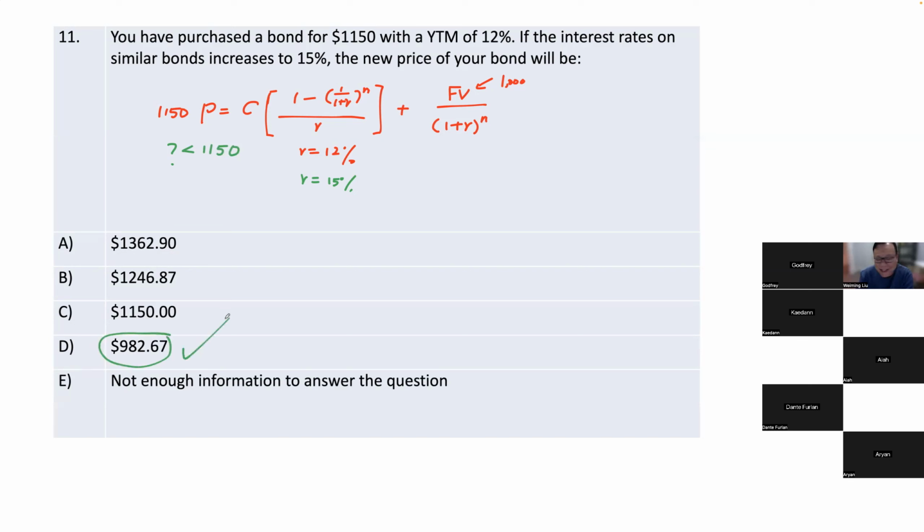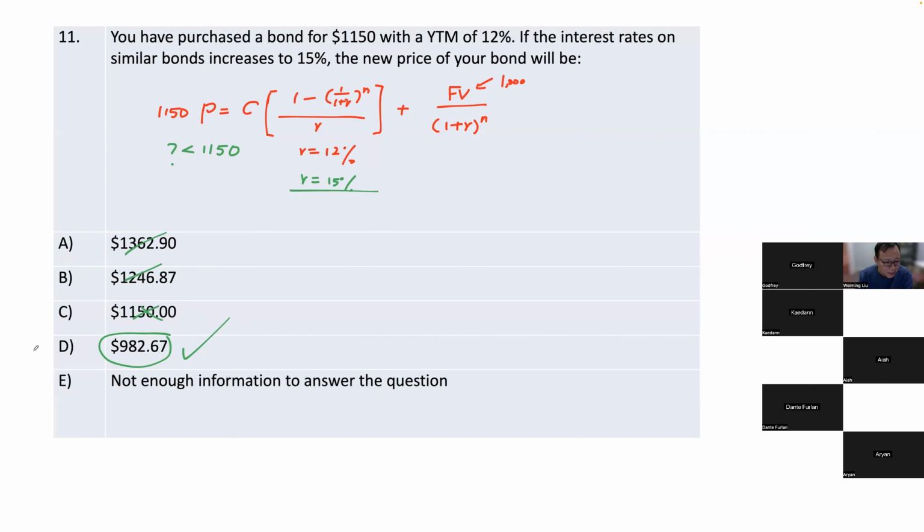Maybe it has to be this option, right? Because this is the only possible one. It cannot be the same. It cannot be higher than it, right? Because R is 15%. 15% is higher than 12%. Right away, you know the price is less than this. So just by exclusion, you should get rid of this. This one is higher than 1158, and this one is equal.